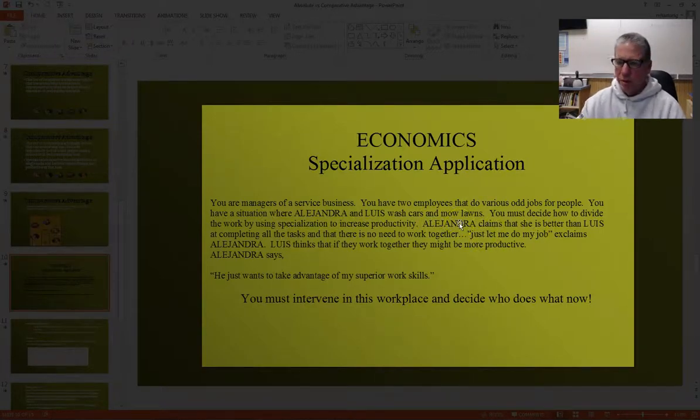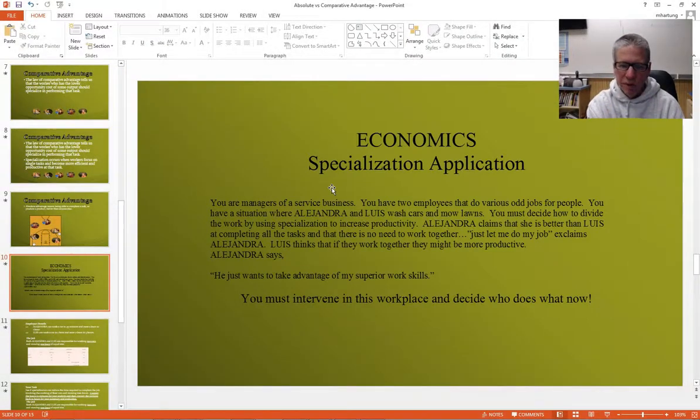Alejandra claims she's better, and so she says, "Just let me do my job," exclaims Alejandra. But Luis thinks that if they work together, they might be more productive. To that, Alejandra says, "He just wants to take advantage of my superior work skills so that he can work less. And I, Alejandra, will have to work more." So you got a conflict going on here in the workplace, and you must intervene and decide who does what now before this situation gets out of control.